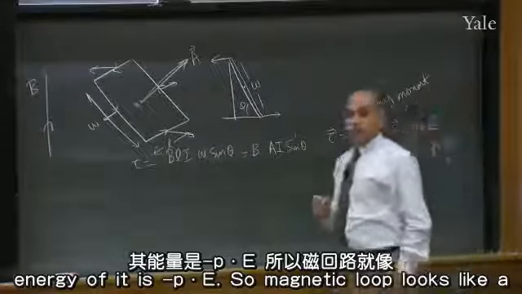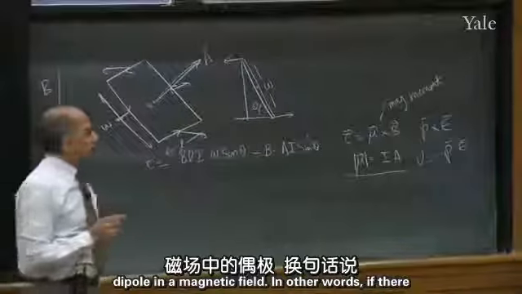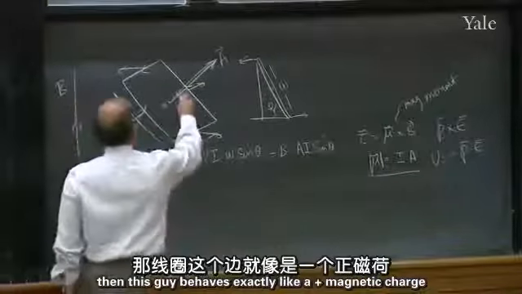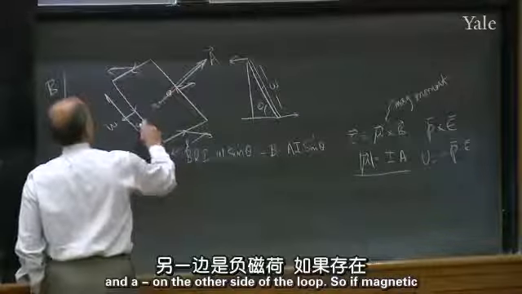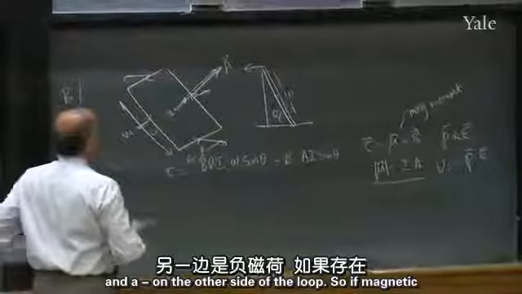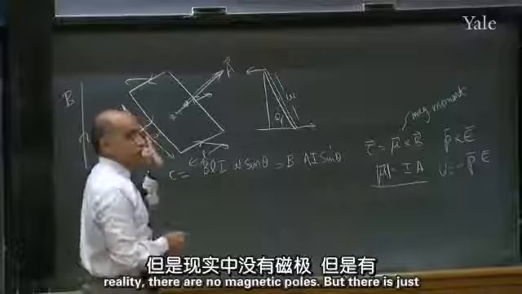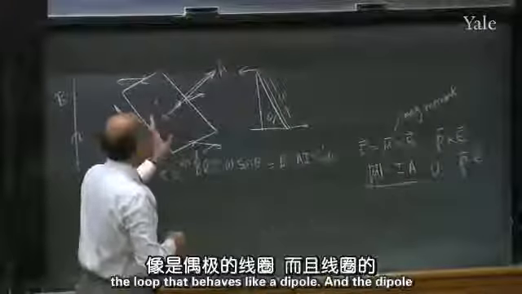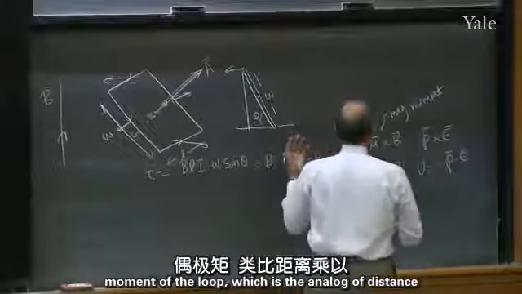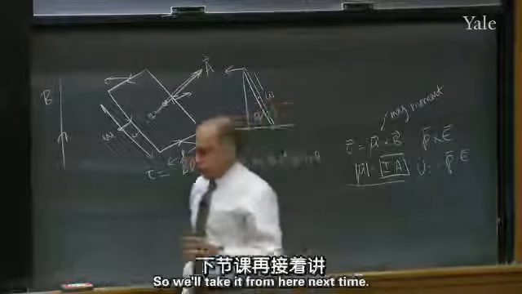So a magnetic loop looks like a dipole in a magnetic field. In other words, if there were magnetic charges in nature, which there aren't, then this behaves precisely like a plus magnetic charge and a minus on the other side of the loop. So if magnetic charges existed, this would simply be a magnetic dipole aligning itself with a magnetic field. But in reality, there are no magnetic poles, just a loop that behaves like a dipole. And the dipole moment of the loop, which is the analog of distance times the charge, is the current times the area. So we'll take it from here next time.